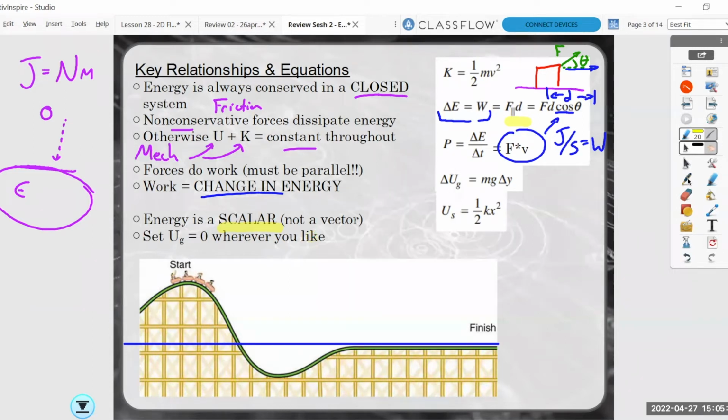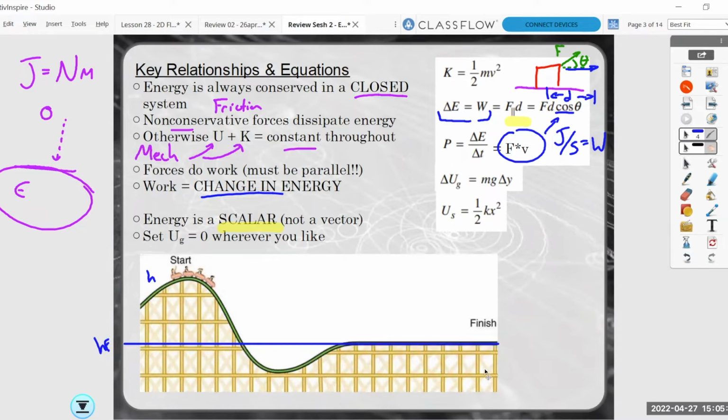As we'll talk about when we get to the little summary at the end, one of the things about energy that makes it really powerful is, if I have this roller coaster, I don't actually need to know the shape of the roller coaster. I don't need to know where I'm going, which way I'm going. All I really need to know is what's my initial height, what's my final height, what's my initial velocity, what's my final velocity, and I can do conservation of energy. I can put it all together.